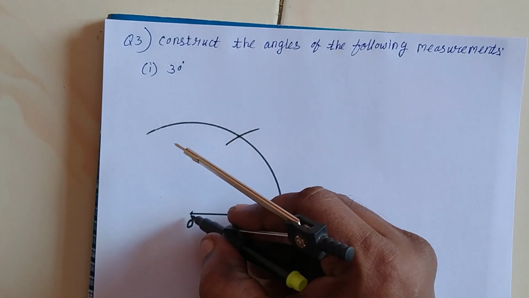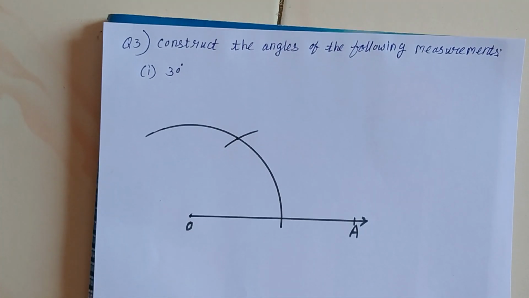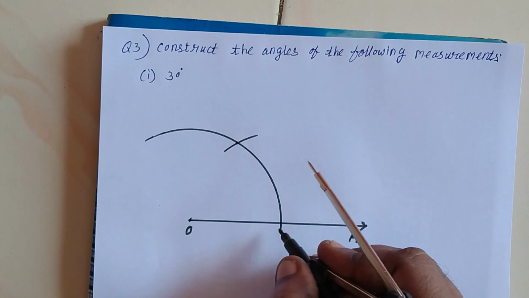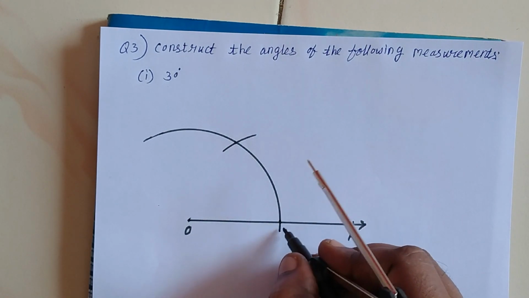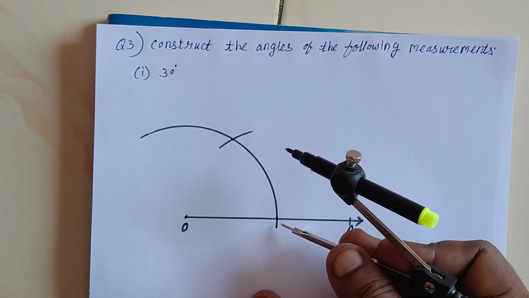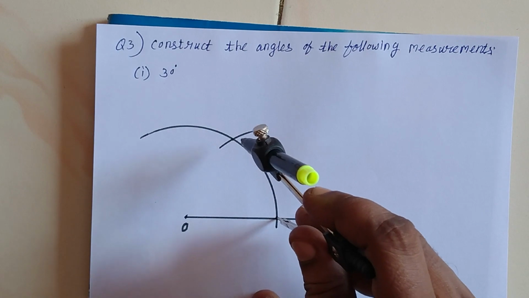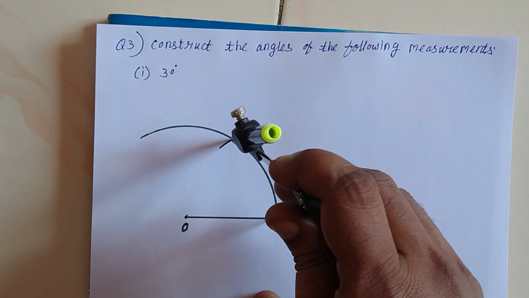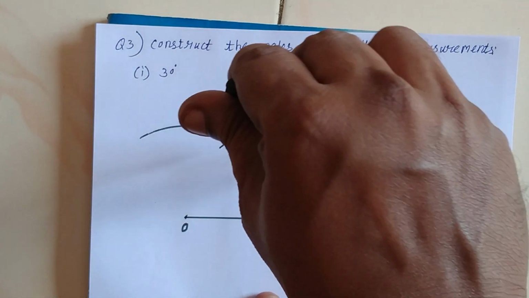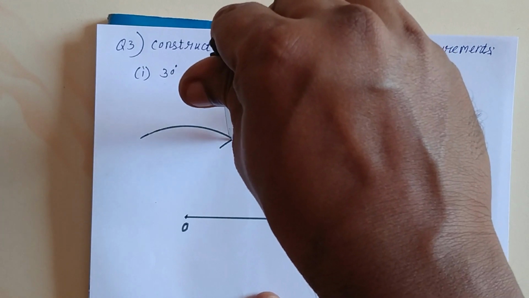If we join O with this point, it will give us 60 degree, but we want 30. 30 is a bisector of 60. 60 means 0 and 60. So your reference points will be now this 0 and 60. Now take more than half, or you can take full distance like this and draw the arc here. Taking the same distance from this reference point, which is 60 degree, draw the arc like this.